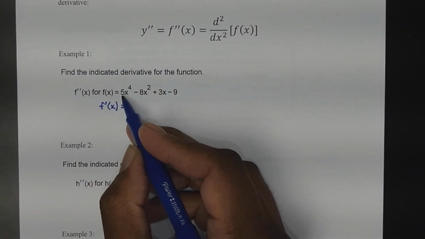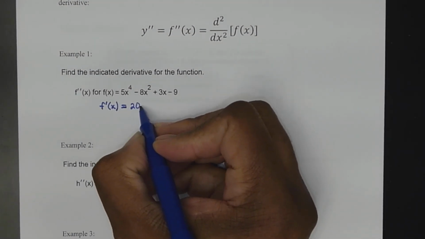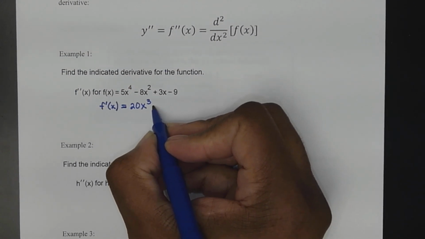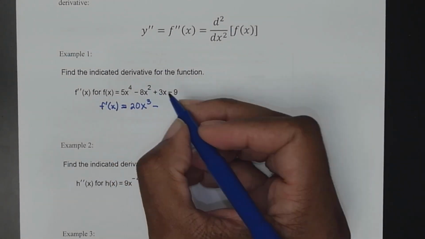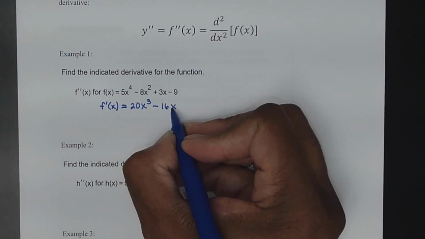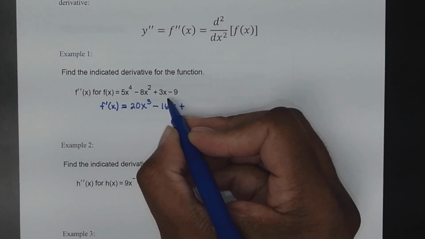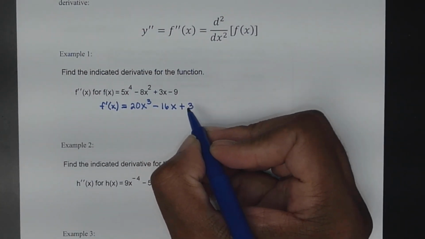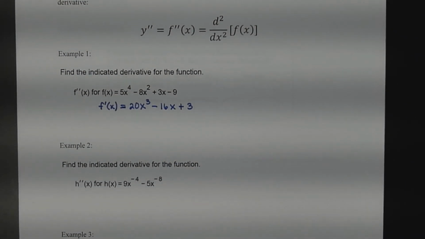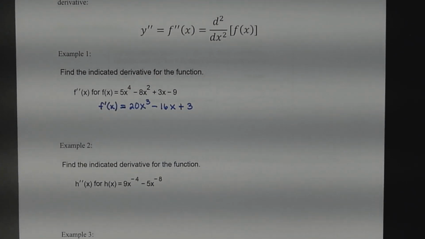So f prime of x is this. We bring the exponent down, multiply by 5, that will be 20. Copy the x over to the 1 less power, so it'll be 20x cubed minus. Bring 2 down, multiplied by 8, it'll be 16, so it'll be minus 16. Copy the x down to the 1 less power. The derivative of 3x is 3. And the derivative of minus 9 is 0. So f prime of x is 20x cubed minus 16x plus 3.